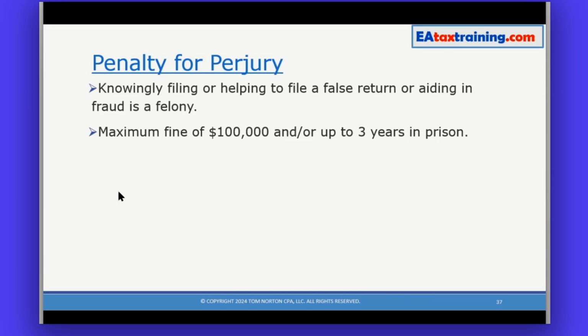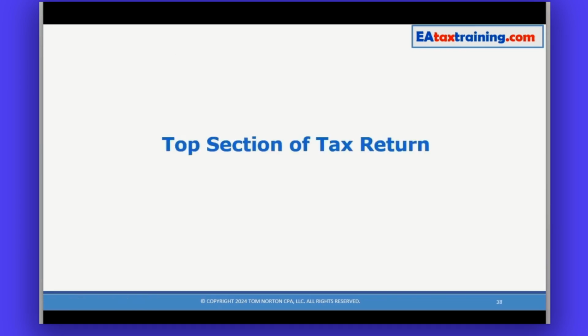So remember, we looked at the 1040 and there were the signature boxes at the bottom. The taxpayer signs under penalty of perjury. You as the tax preparer sign under penalty of perjury. And this is what that means. So you want to know that for the exam.